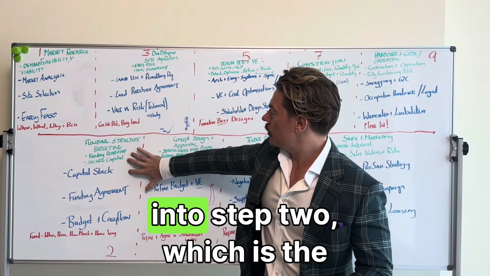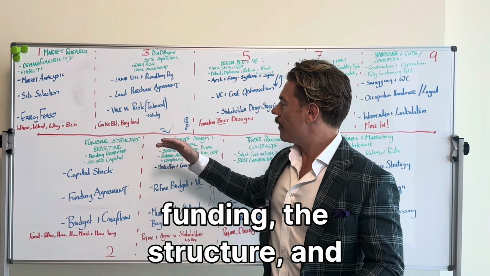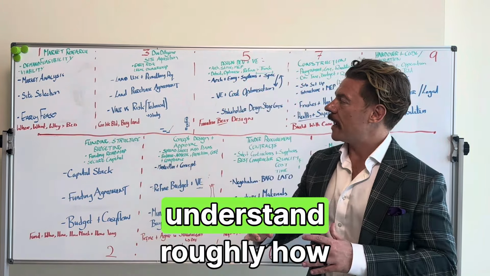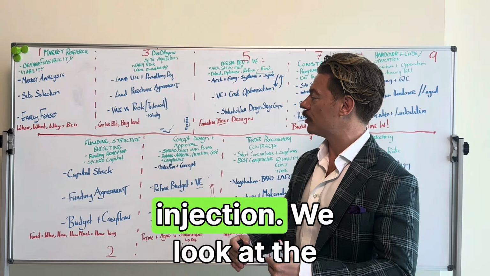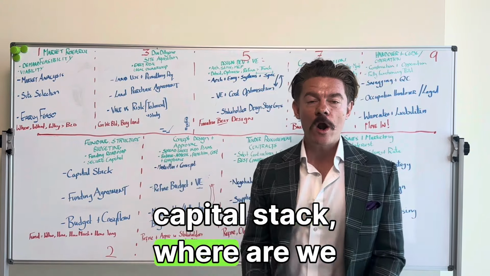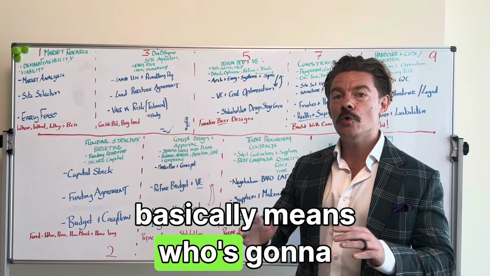Then we're going to move into step 2, which is the funding, the structure, and the budgeting. So now we understand roughly how much our development is going to need in terms of capital injection. We look at the capital stack. Where are we going to get that money from? Capital stacking just basically means who's going to pay for this?